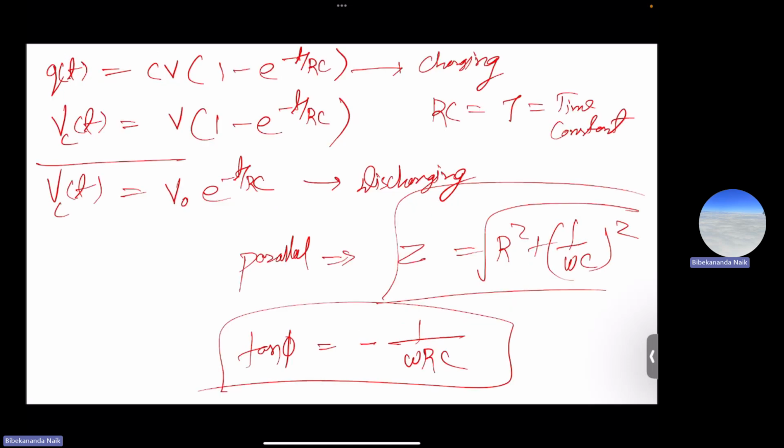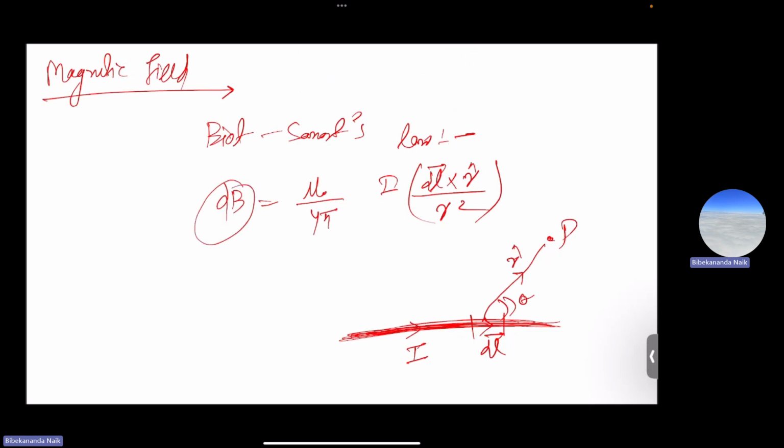So depending upon the situations, we can calculate the magnetic field, and then integrating over the quantity dB, we can calculate the total magnetic field at a point due to different current elements that we'll discuss in some problems.